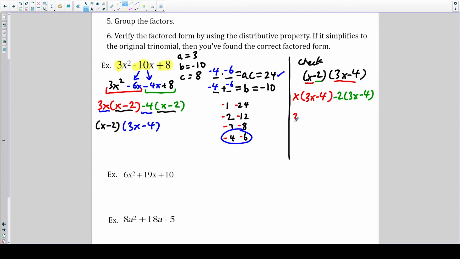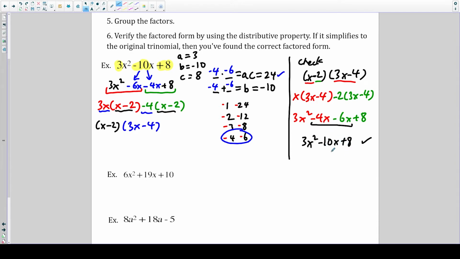So from here, we've got 3x squared, x times 3x. Then x times negative 4 gives me negative 4x. Negative 2 times 3x gives me negative 6x, and then negative 2 times negative 4 gives me plus 8. And you can already see here that this step and this step are more or less exactly the same thing. So once we go ahead and add our two like terms together, we'll get 3x squared minus 10x plus 8. Since we ended up with our original polynomial, then we know we've done this properly.